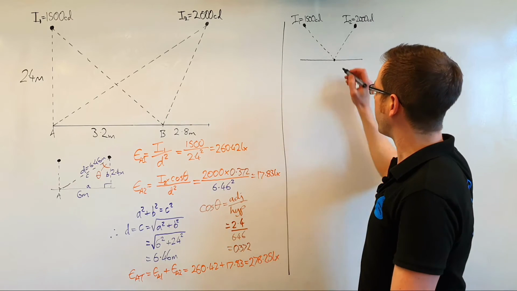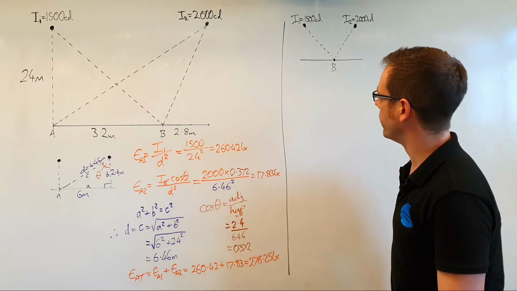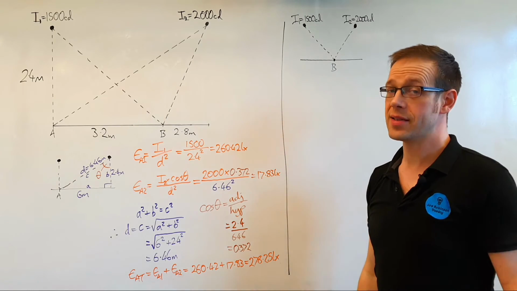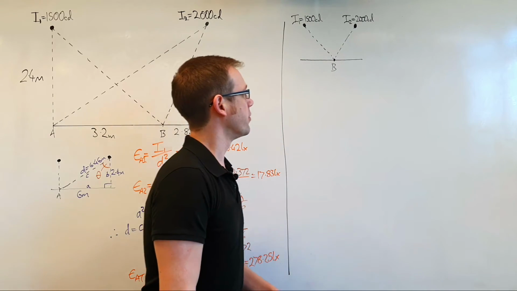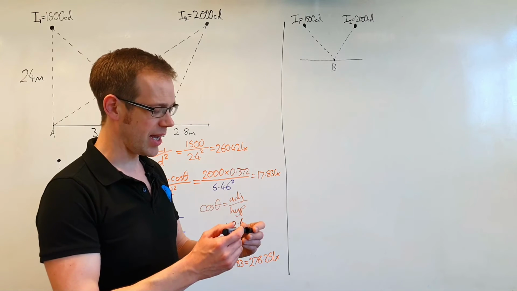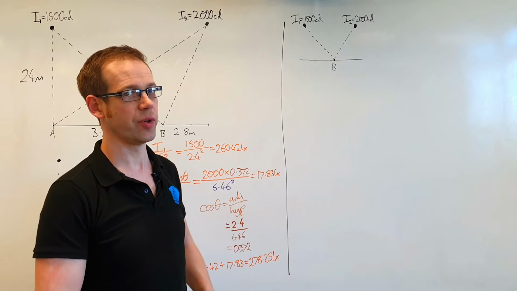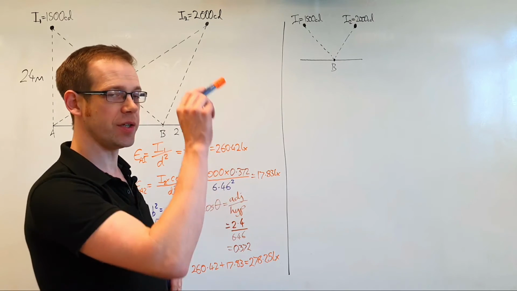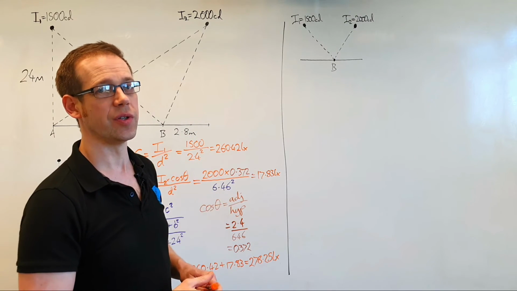So we're going to be able to calculate what the lighting level is, the illuminance, at position B. Now you can see for this calculation that it's a little bit trickier, but actually it's almost exactly the same as we've done already. The only difference is that we don't have any kind of vertical light position to consider.